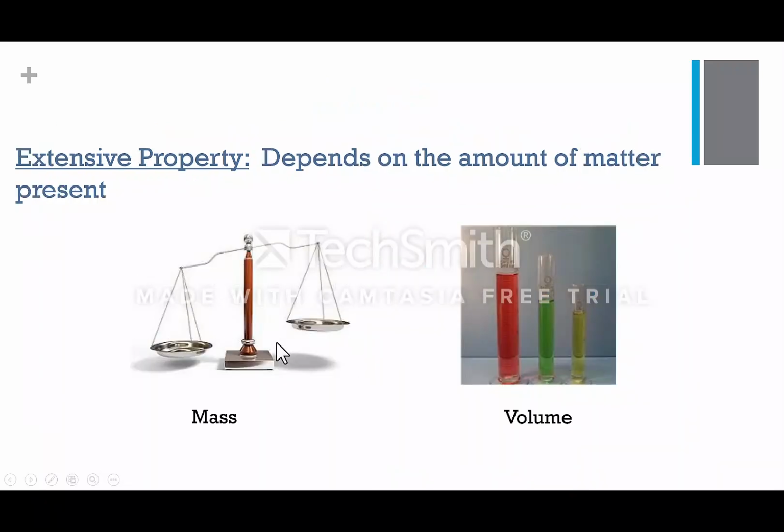Intensive, the opposite of that would be an extensive property. So an extensive property depends on the amount of a substance you have. So for example, mass, if I have a teeny tiny little hunk of lead, it's going to have a small mass. If I have a huge block of lead, it's going to have a huge mass. So mass would be an extensive property. It depends on how much I have. Volume is also an extensive property.